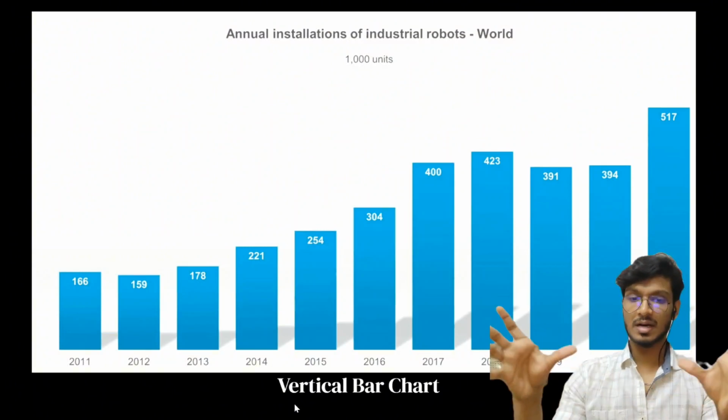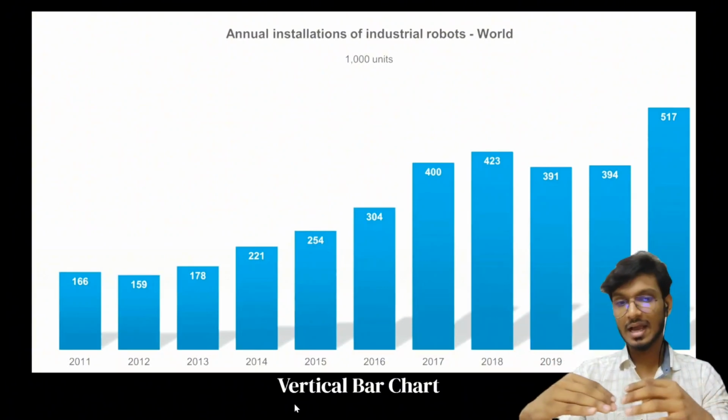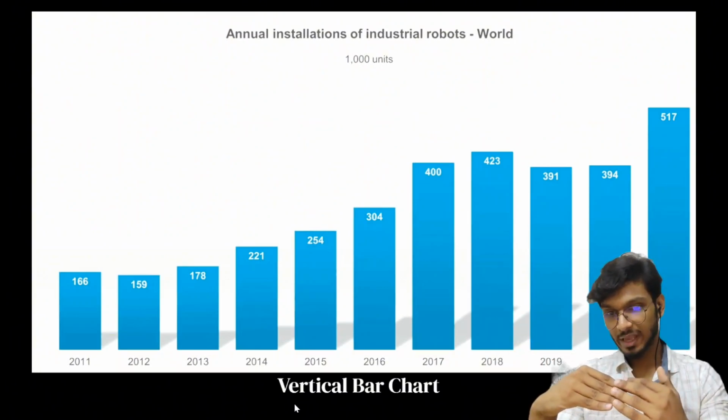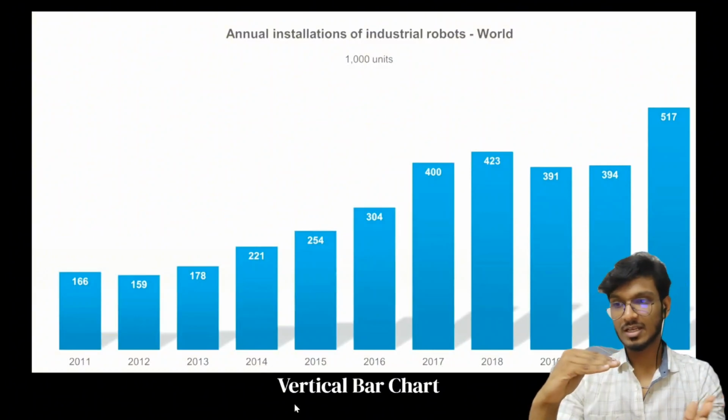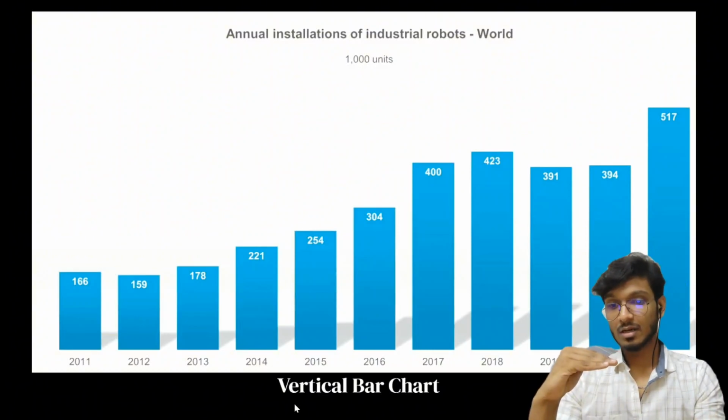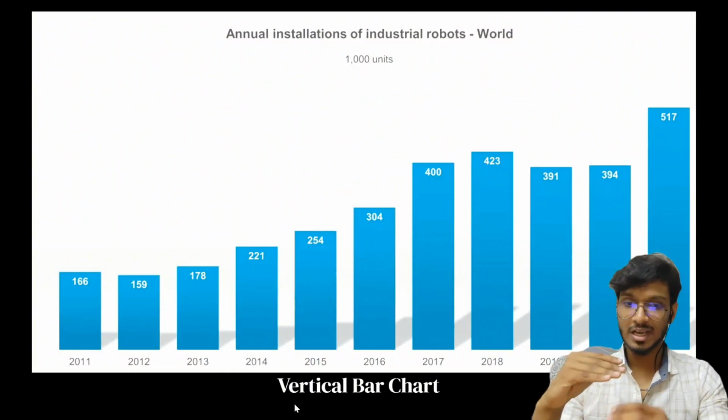So this is a vertical bar chart. What is a vertical bar chart? It has bars which represent the extent or the quantity, and the x-axis displays a type, like it can be a name, it can be a year, it can be a timeline, it can be anything.